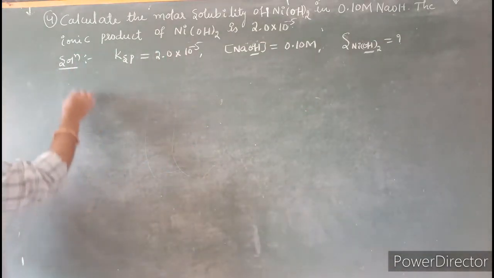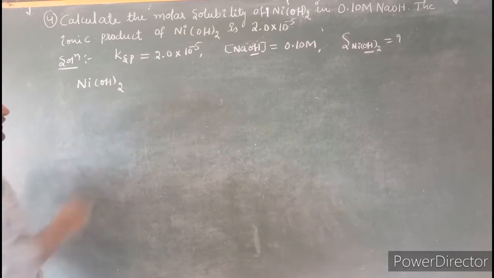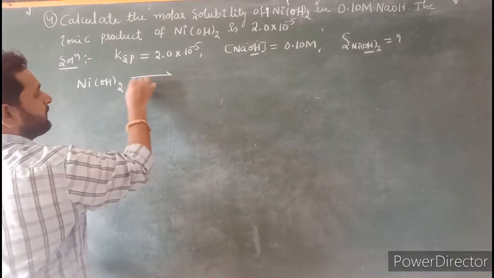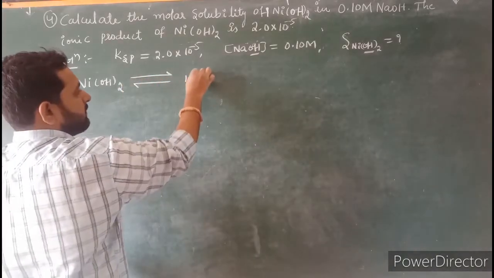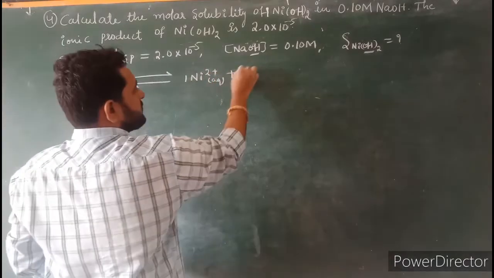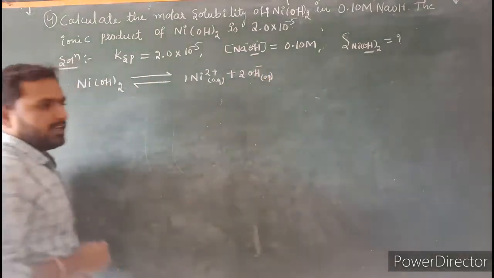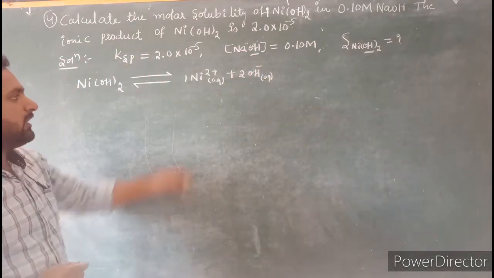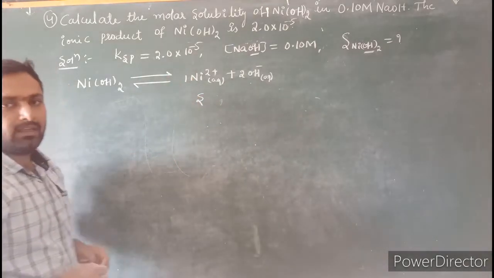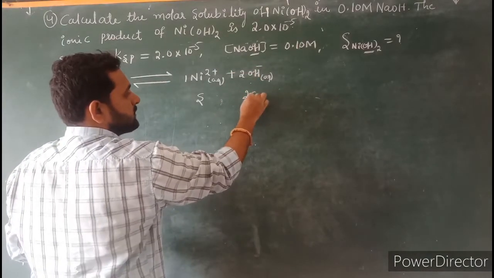The weak electrolyte is nickel hydroxide. Weak electrolytes dissociate partially. So when nickel hydroxide is dissociated, it gives 1 mole of Ni2+ ions and 2 moles of OH- ions. Here at equilibrium, the solubility of 1 mole of Ni2+ ion is equal to 1s. The solubility of 2 moles of OH- ion is equal to 2s.